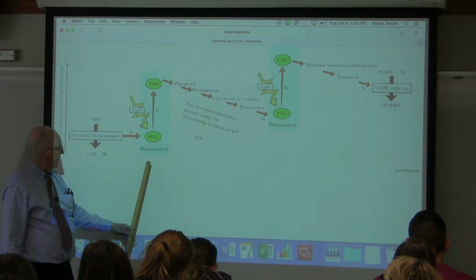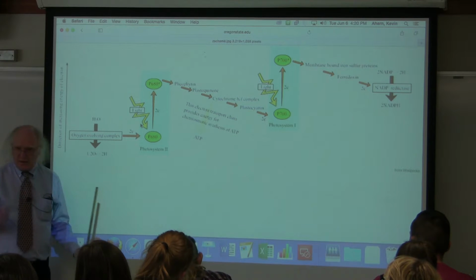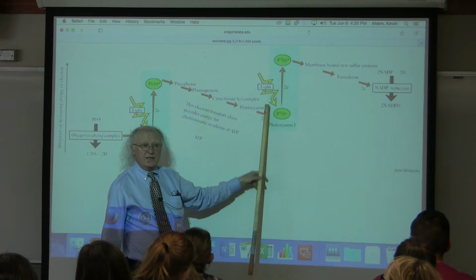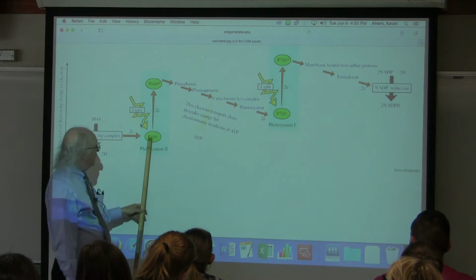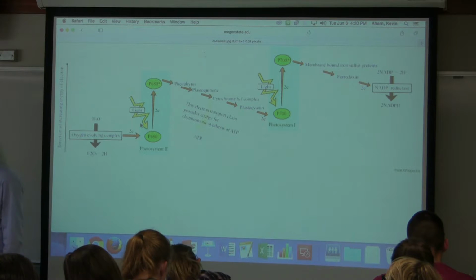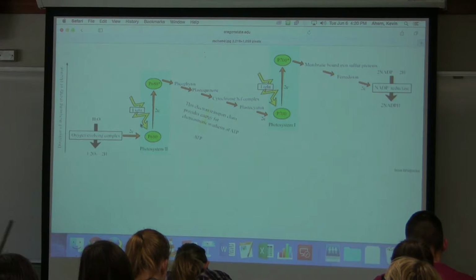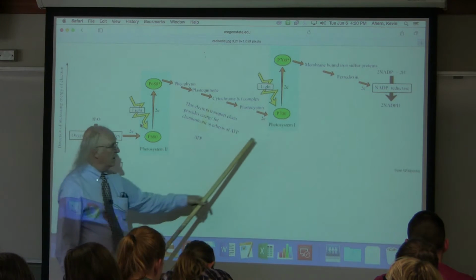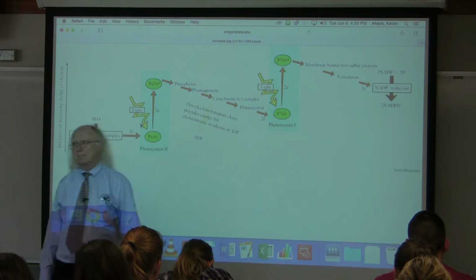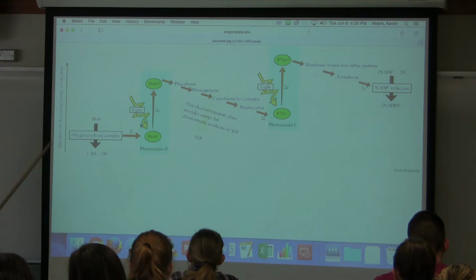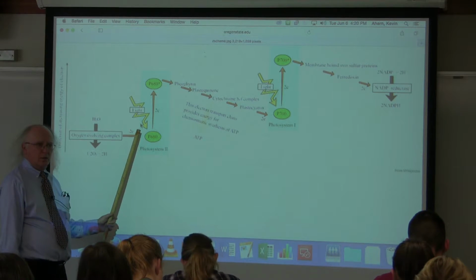So here's this photosystem. The two photosystems are distinct based on the wavelengths of light that they prefer to absorb. So 680 means it prefers to absorb light at 680 nanometers of wavelength. I don't care if you know that. I care if you know photosystem 2 and photosystem 1. Now, a photon of light hits photosystem 2.